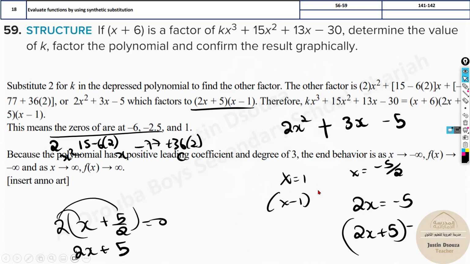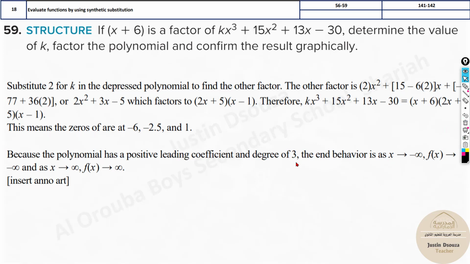Now if you want to find the solutions, just see over here x is equal to 1. Then over here we had x is equal to minus 6. And what is negative 5 by 2? It is negative 2.5. These are the solutions. So that's the thing. Now, since we have three solutions, what happens here?